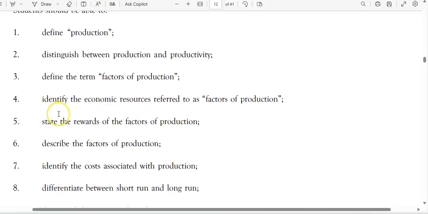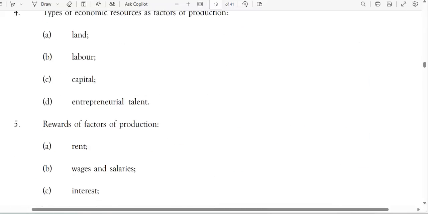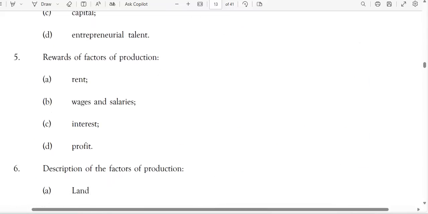So we are actually at number five. State the rewards of the factors of production. And the rewards of the factors of production are that you should be writing about rent, wages and salaries, interest, and profit.